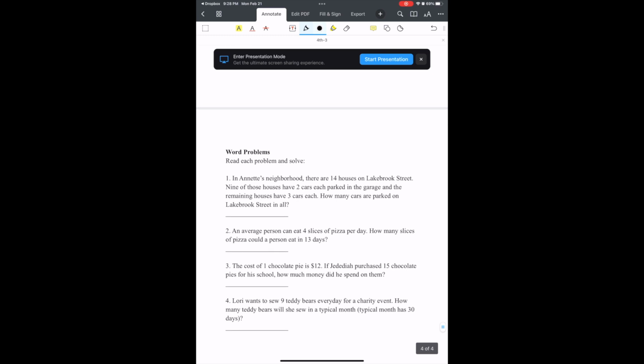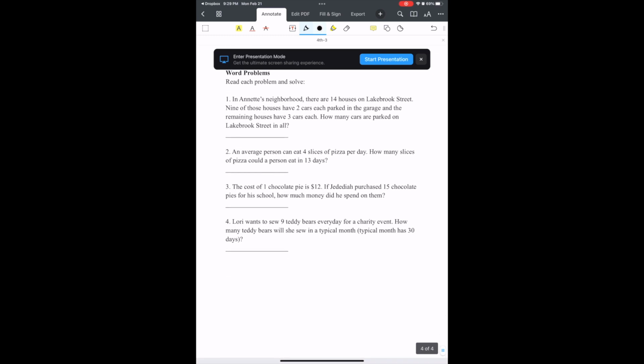Alright, let's move to your favorite word problems. Let's do number 2 only, because I know you guys could do this easily. An average person can eat 4 slices of pizza per day. How many slices of pizza could a person eat in 13 days? So if they could eat 4 pizzas in 1 day, then how many pizzas can they eat in 13 days?